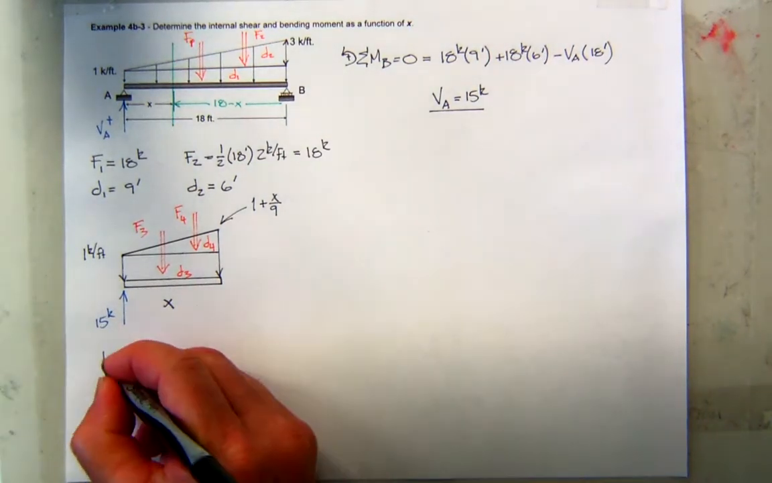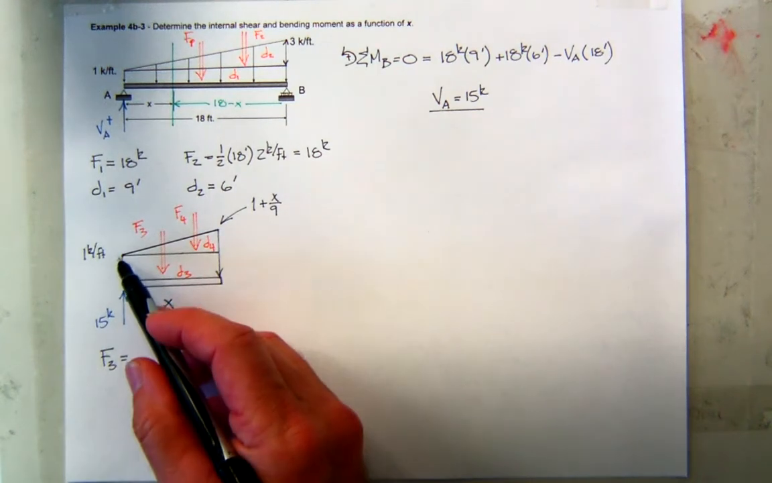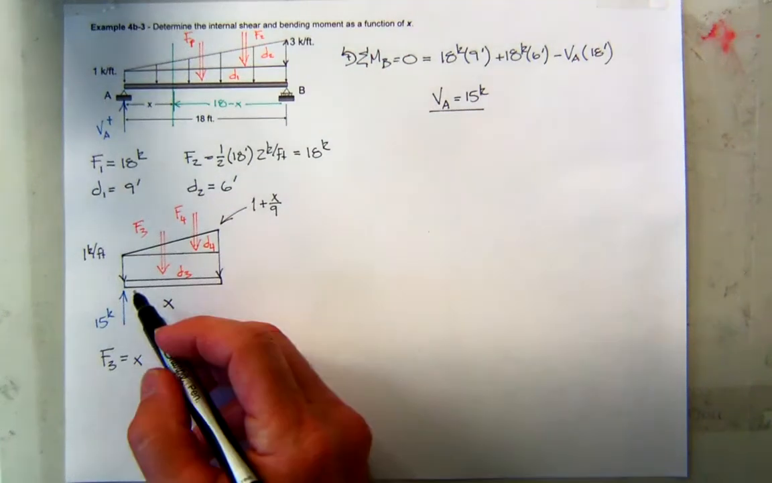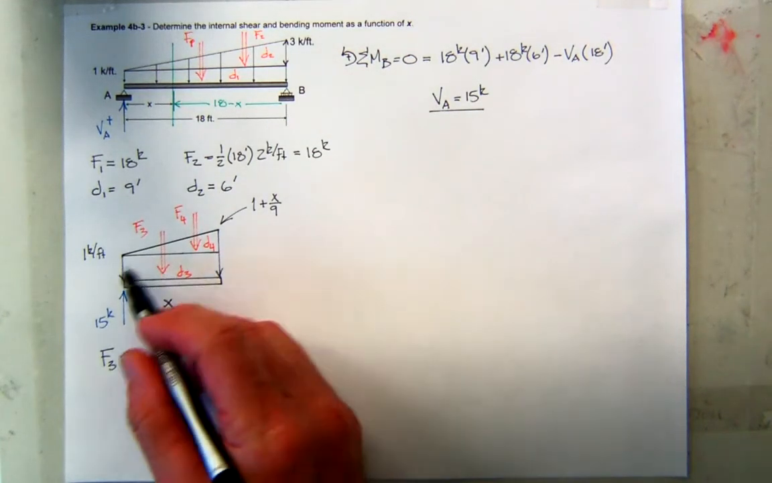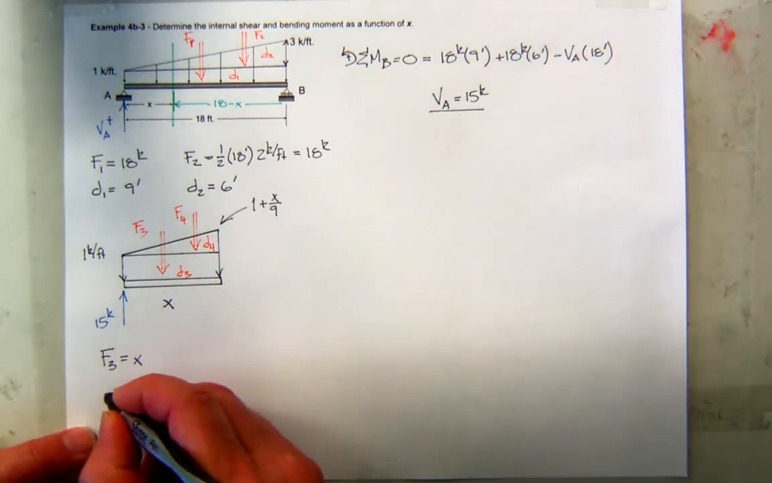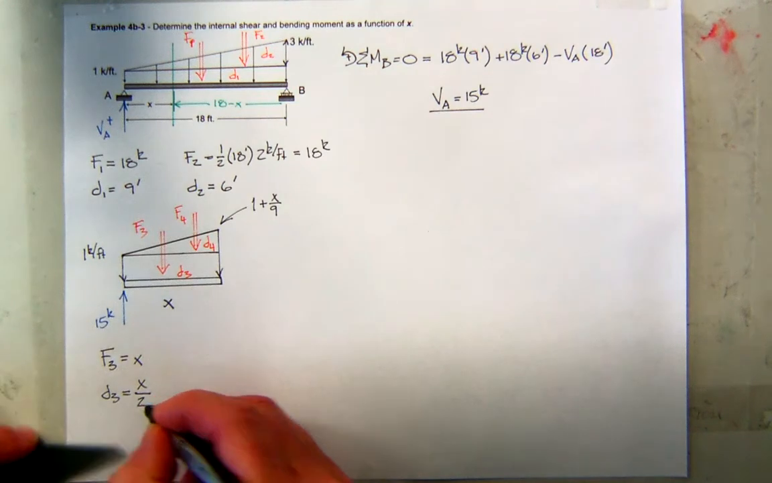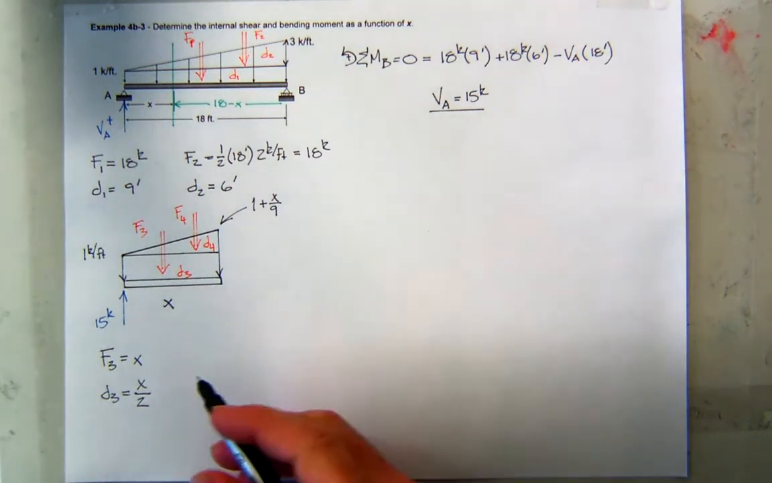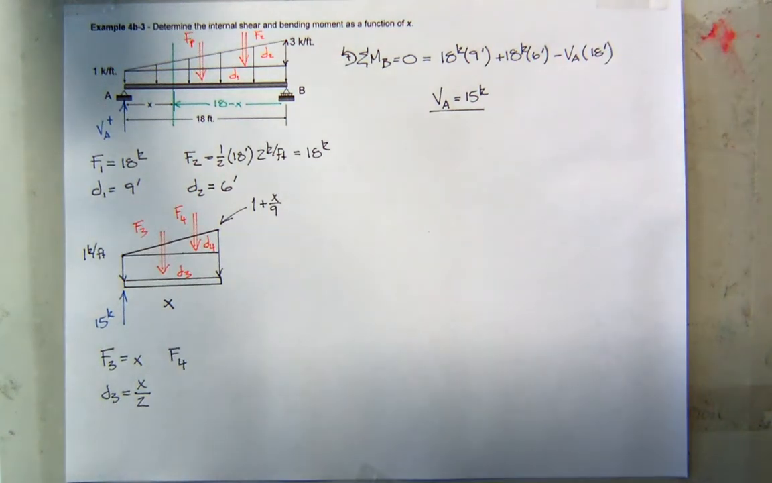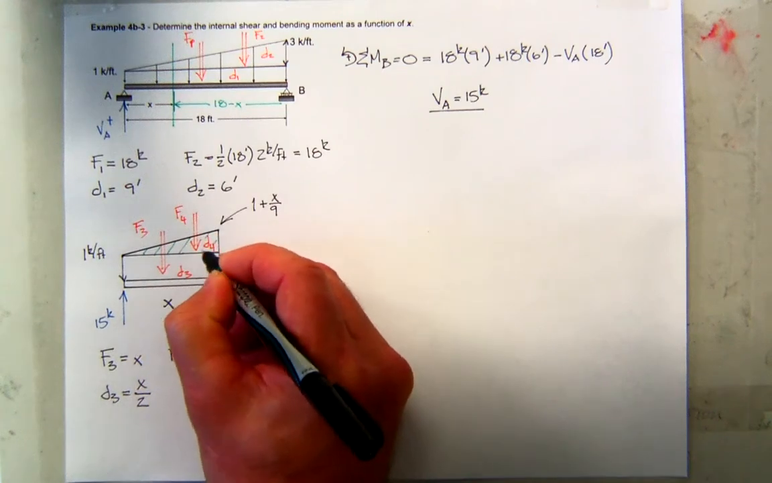So what is F3? It's base times height, so it's just going to be x. The distance from the cut to the centroid of this is half the distance. The distance is x. Half the distance is x over 2. What about the force 4 that represents the triangular part? Maybe I'll do this just so you can see it. I'll kind of cross-hatch it a little bit. What's that area?